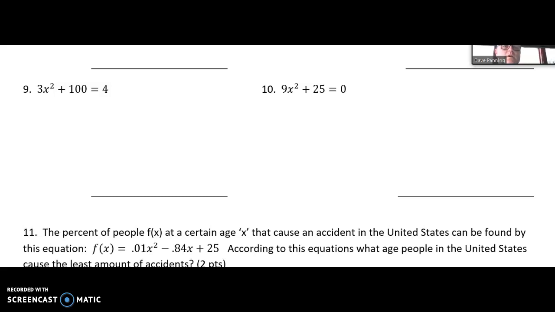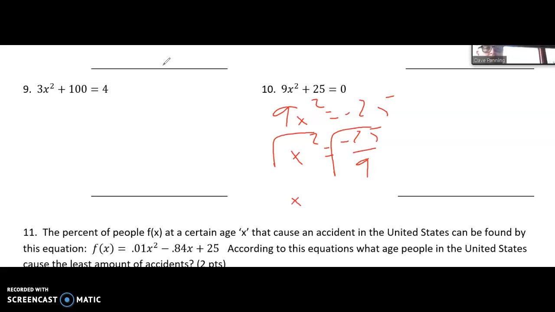Alright, so now we're going to start with number 10. So here I would subtract 25. We'd have 9x squared equals negative 25. Divide by 9, so x squared equals negative 25 over 9. And then we want to take the square root of both sides, so we just get x.